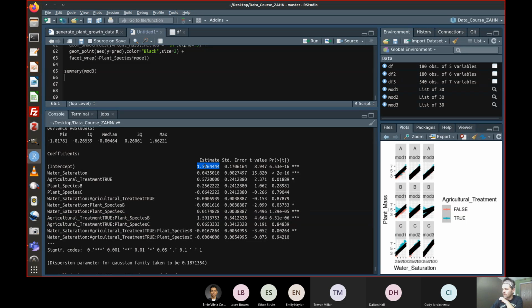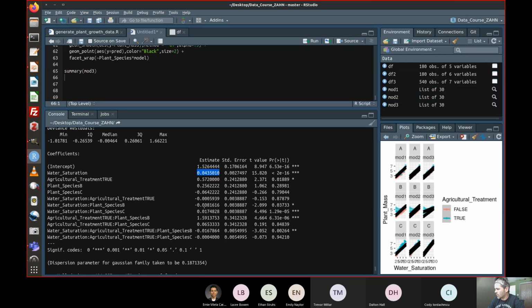Okay, and the estimates are the effect of that particular predictor on the slope of our line. The estimates that aren't significant, we can just disregard, right? Those aren't actually important in our data set. The other ones, we can then go write our little paper or report on this and say that, hey, the agricultural treatment is important and it has this much effect overall on plant growth. Okay, on average for all 3 of these species, plants had 0.57 grams greater mass if they had the agricultural treatment. Okay, water saturation also was important and went up at this rate with each increase of 1%.